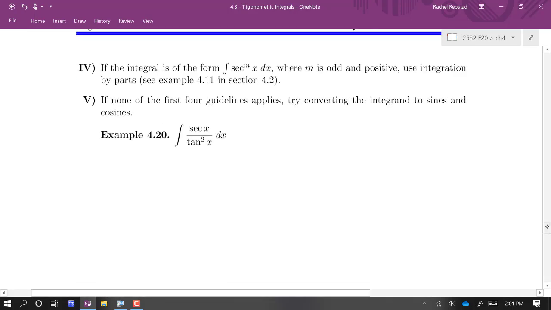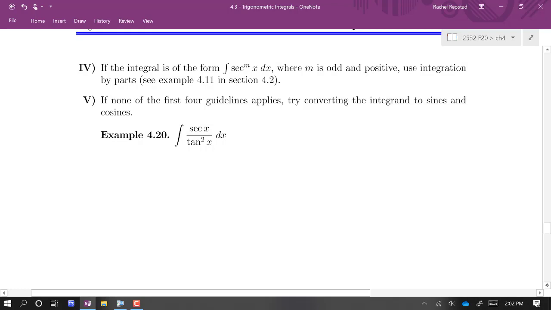All right, so we've covered a couple of bases here. One of the scenarios we might encounter is if our integral is just an odd positive power of secant and no tangents. If that's the case, we already know how to do that. You're going to use integration by parts. It could require a repeated use, but see example 4.11 that we did in the last section. And then if none of these guidelines applies, you can always try converting your integral to sines and cosines and see what it looks like.